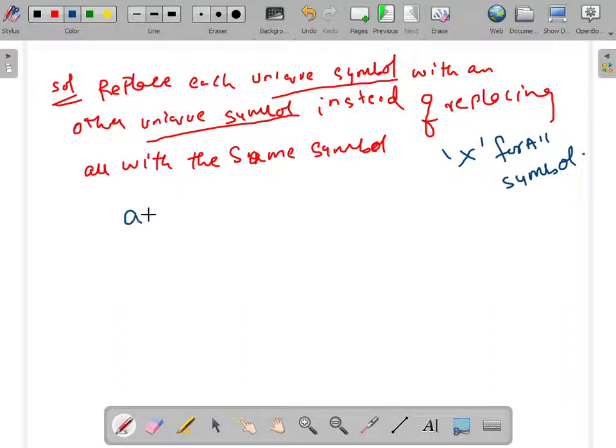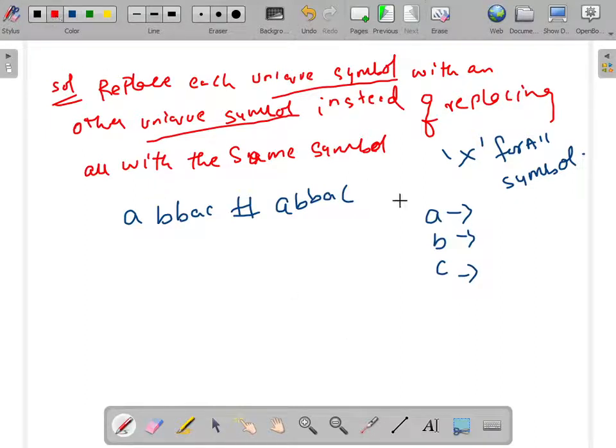For example, if I have A B B A C, with concatenation or with the help of the hash midpoint, A B B A C, we look at how many unique symbols there are: A, B, and C. Three are there. So here I will change A with X, B with Y, and C with Z.